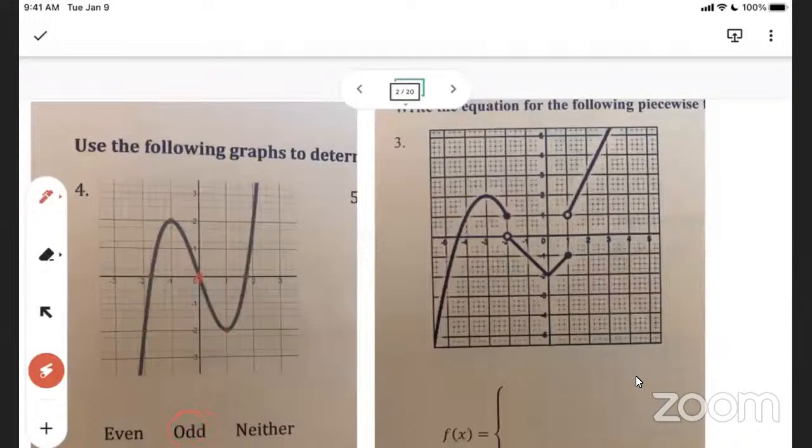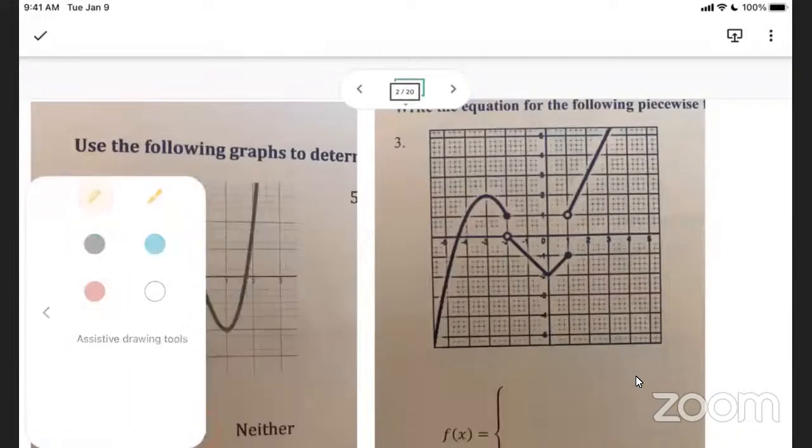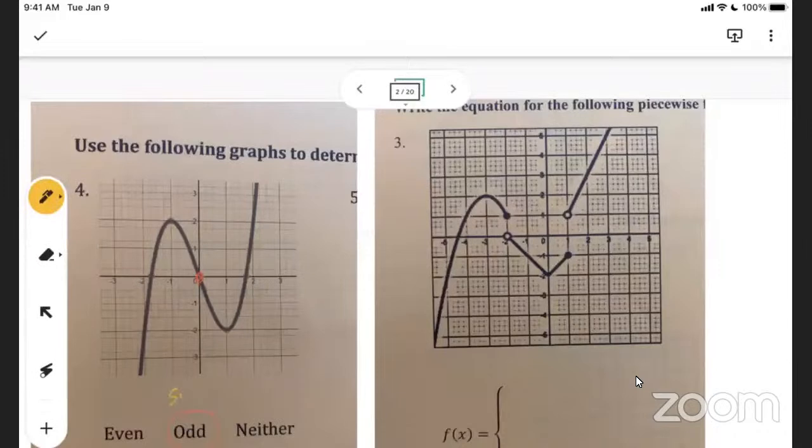Odd functions are symmetric, sorry, over the origin. Symmetry over the origin. Even functions have symmetry over the y-axis. Got it?